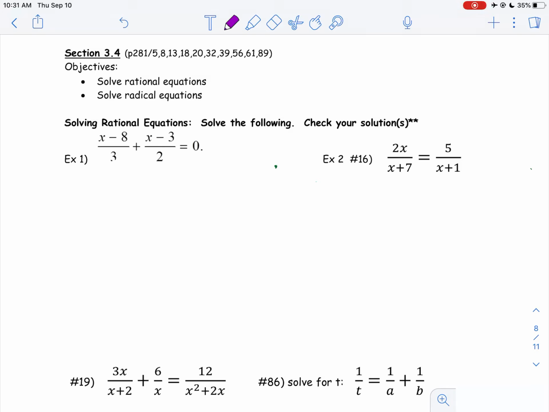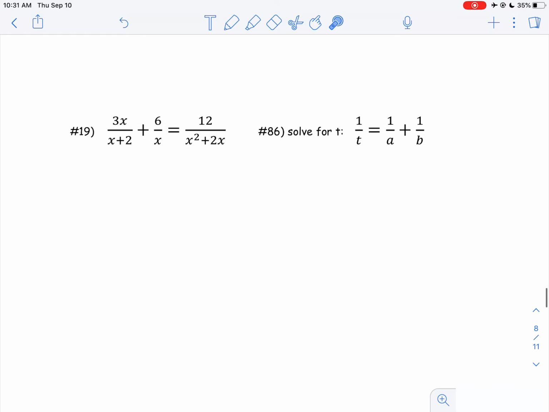Let's take a look at how to solve rational equations. Rational equations are equations that have fractions involved, specifically with x's in a denominator, typically. Let's go ahead and look at number 19 to start out with.